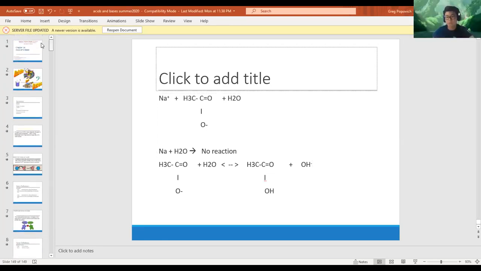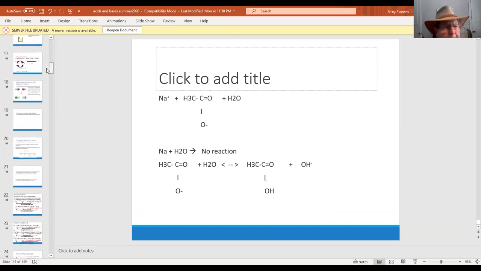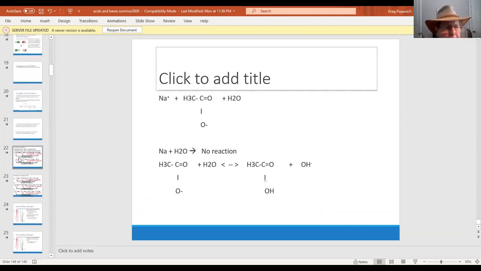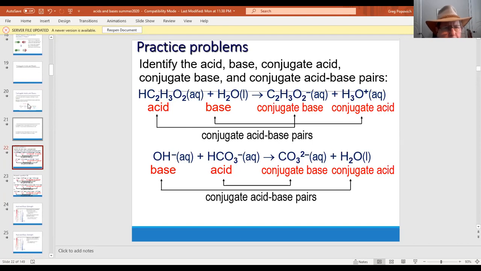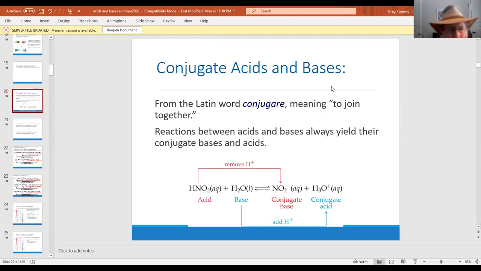Good. Okay. Now, I believe I left off with conjugate acids and bases. Did I not? Ethan, is that where I left off? Yes. Somebody said yes. Who was the yes person? Natalia. Thank you, Natalia. That's where I ended my notes.